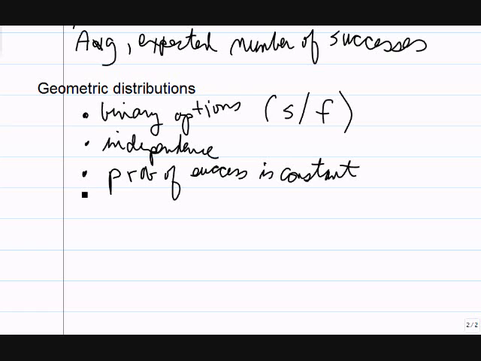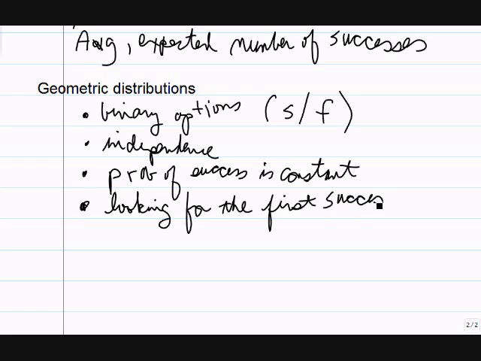The fourth thing that we added when we did binomial was a fixed number of trials. Geometric doesn't have a fixed number of trials. Geometric distributions are in situations where you're looking for the first success, with the first success happening in the nth trial.